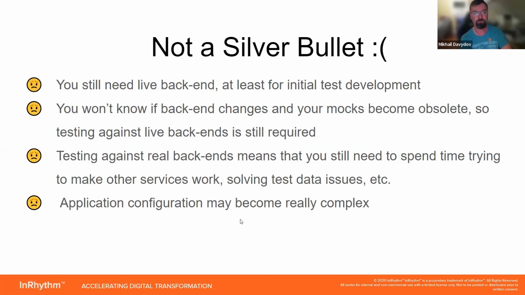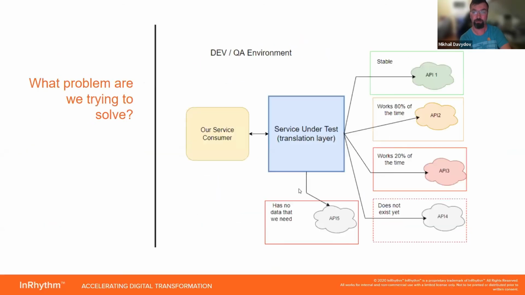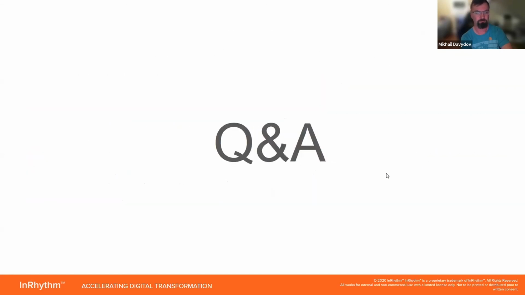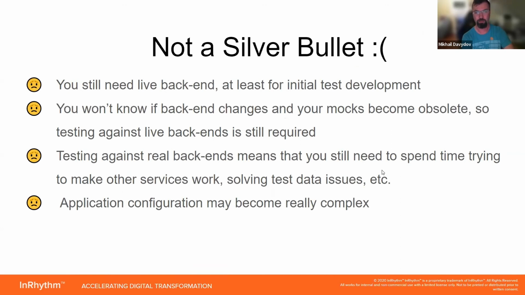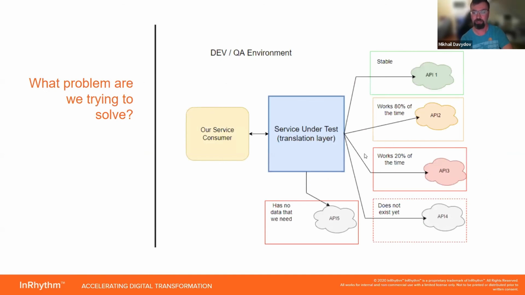And finally, the final downside is that, as we saw before, you will have to configure your application to use the mock server. And as we saw in the first slide, we have a lot of those backends. So configuring it may be a little cumbersome. So it also adds some complexity. But overall, this framework allows you to do things that you would never be able to do with live backends, especially in the cases when the backends are unstable, they don't exist, they don't have necessary data, etc.